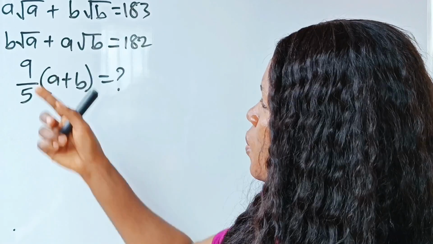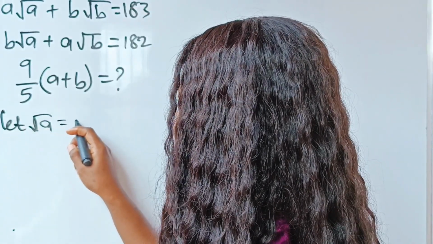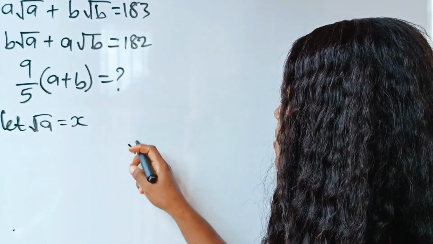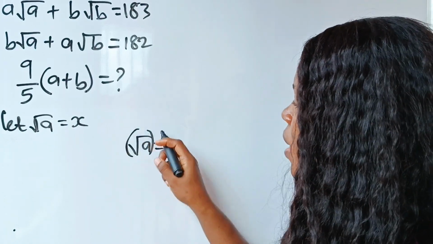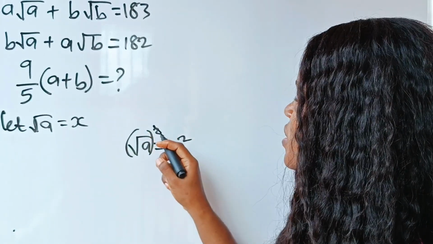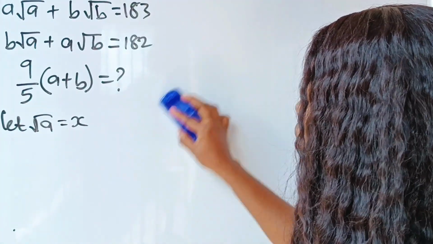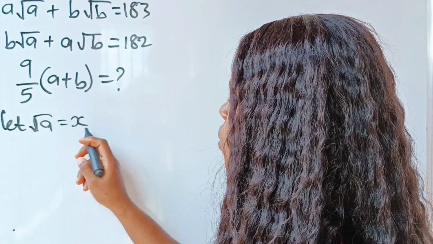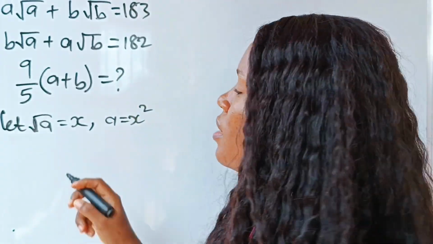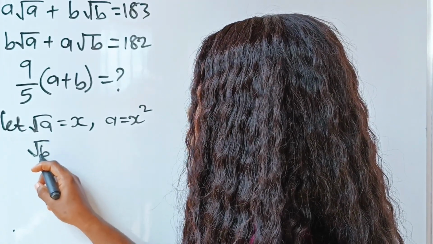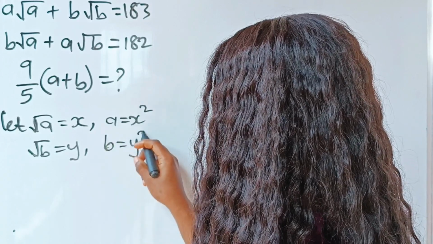So let's simplify this equation by saying let square root of a be equal to x. Now when you say something like that, we say let square root of a be equal to x. To get a, we are going to square both sides of this equation. If we square both sides, we have that a is equal to x squared. So if square root of a is equal to x, that means that a is equal to x squared. Now similarly, we are going to let square root of b be equal to y, and that simply means that b is equal to y squared.